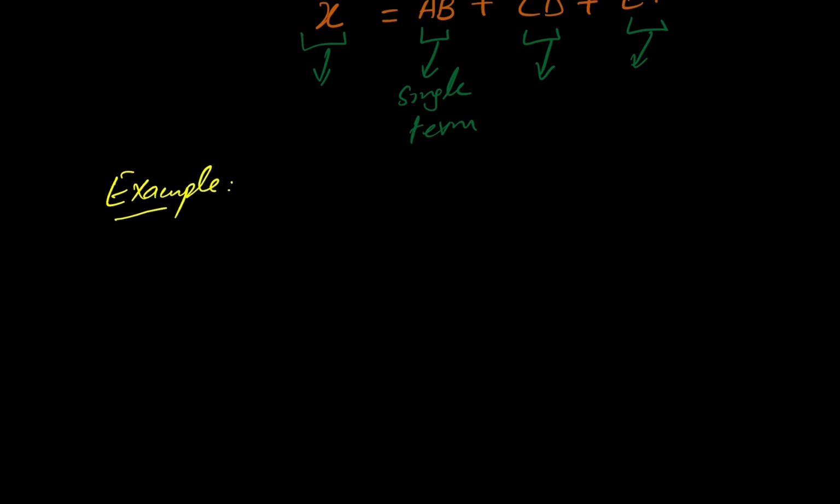Okay, so let's try one example. Let's suppose we have some equation and we have to prove that this equation is homogeneous. Let's take the example of kinetic energy. We know that kinetic energy is 1 over 2 mv square. This equation is given to you and you have to prove that this is a homogeneous equation. Okay, so how can we prove that?